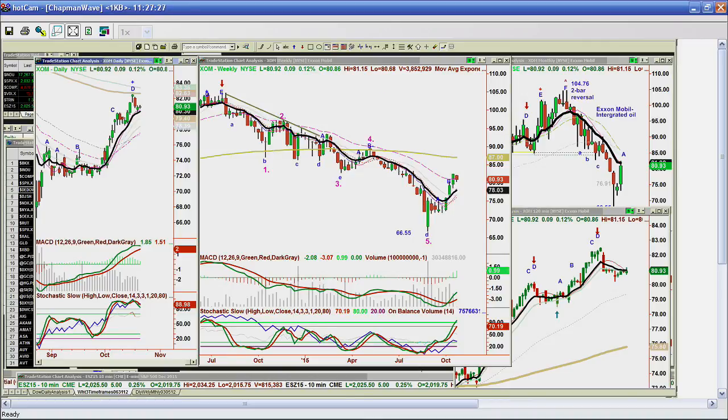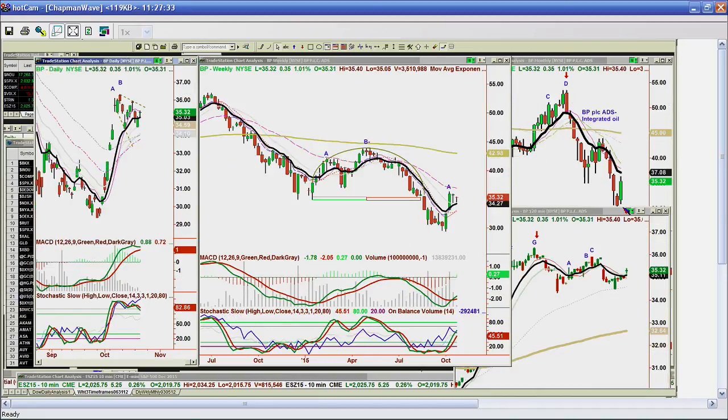At this point, I'm looking at strength. So my answer to you on BP is, yes, I would start a position. Now, if you're doing it for the dividend, please check to see when the dividend is paid. That's your business. All I'm doing is looking at the chart. I would say yes to a position, and I have to call it a starter position at 35.34.